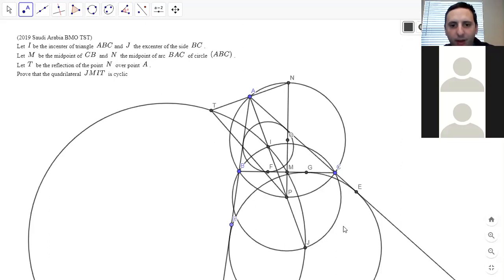So maybe that helps with the angles, because then angle JMT is the angle between AF and MT. We want to show that's equal to angle JIT, which is PIT, which is PIN. But we have to figure out the angle between AF and MT then.